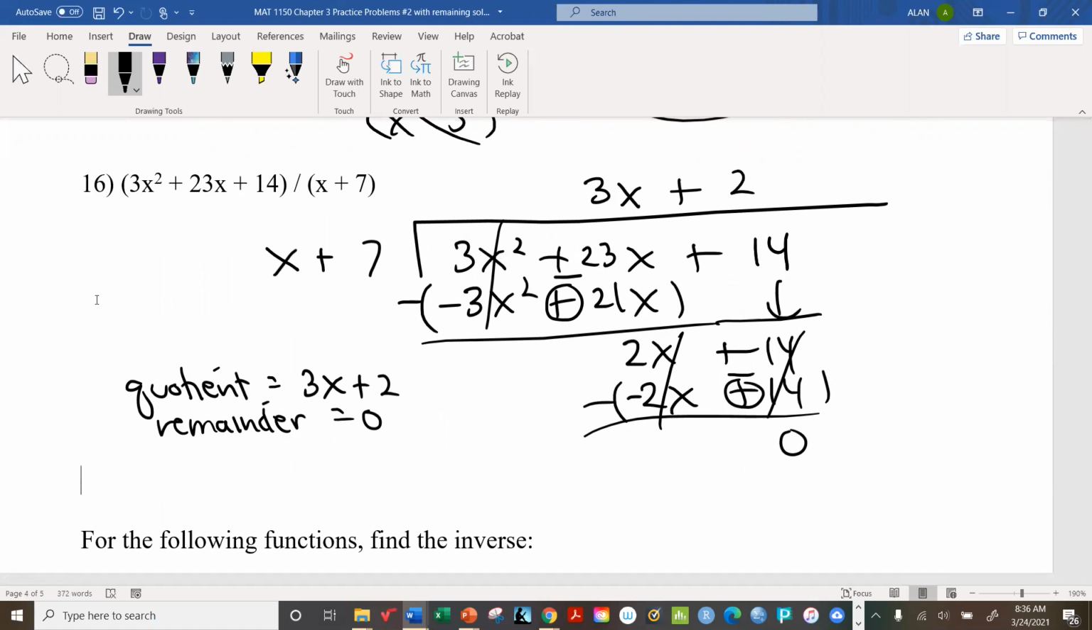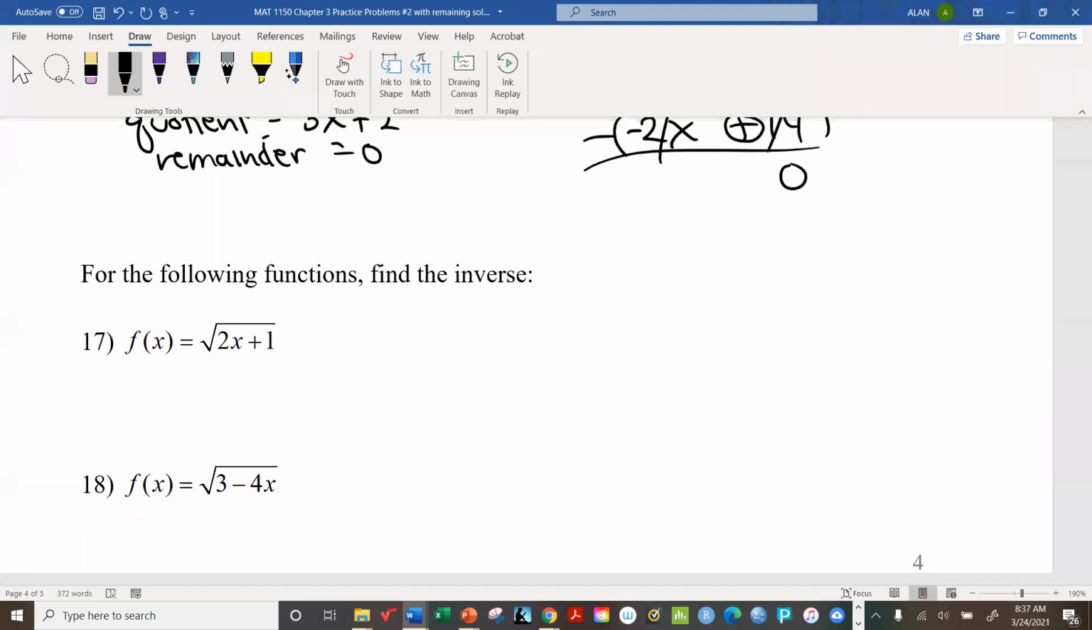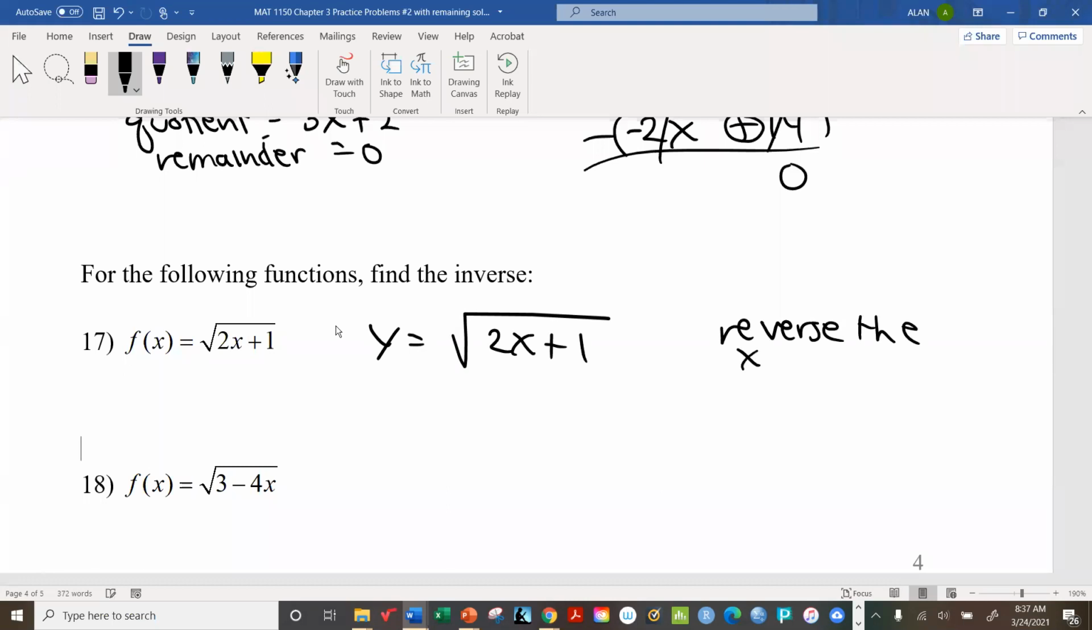Okay, so those are done. Now, what's left? Oh, inverses. Yes. Okay. So inverses are interesting. And these, by the way, we can double check with Symbolab. Remember how this works. Basically, for all practical purposes, what you're doing is this. You start out by rewriting this as y equals whatever you've got. And then basically you reverse the x and the y. Okay, so let's do that first.